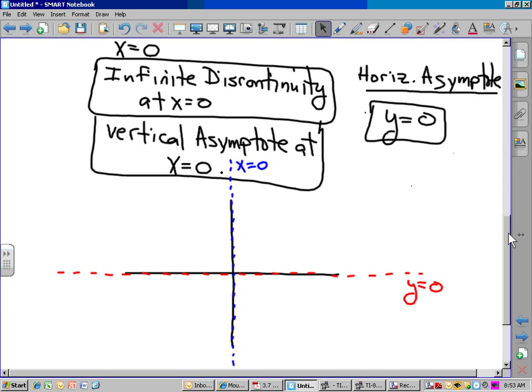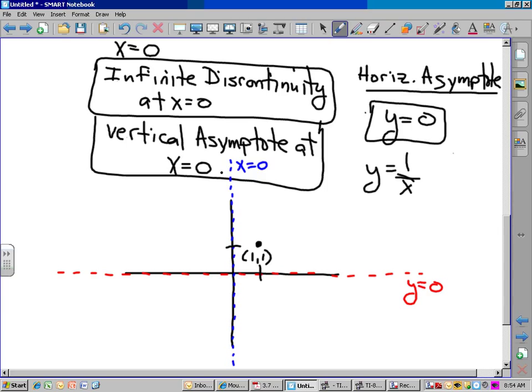So where's the graph at? Well, we can establish that by just plugging in some numbers. So let's start at, say, 1. If we plug 1 into the original, which is y equals 1 over x, well, that would be 1 over 1. So when we plug in 1 for x, we get 1 for y. So we get the point (1, 1).